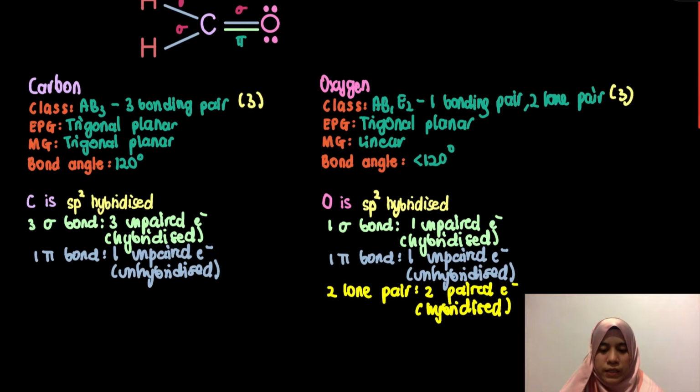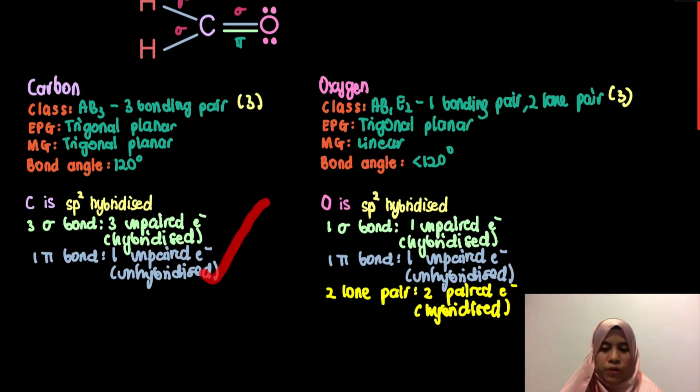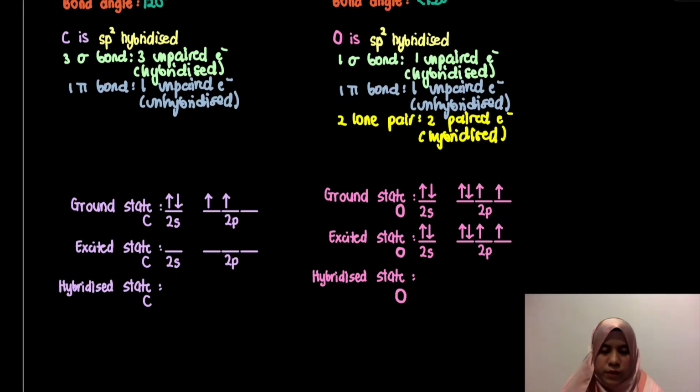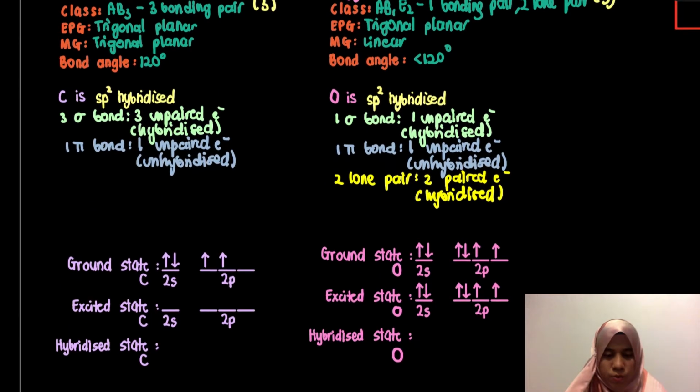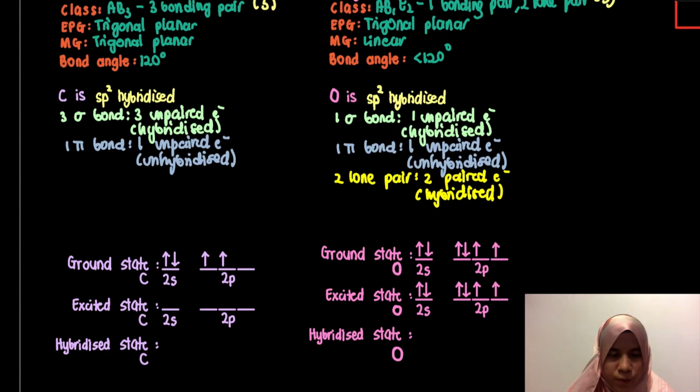So from here, we can do the ground state, excited state, and hybridized state, so we don't have to be confused. Okay, so right now this is my ground state, excited state, and hybridized state for both my carbon and oxygen. Let's look at our carbon here. Carbon is sp2 hybridized, and we need 4 unpaired electrons in total. Right now we only have 1, 2 unpaired electrons.